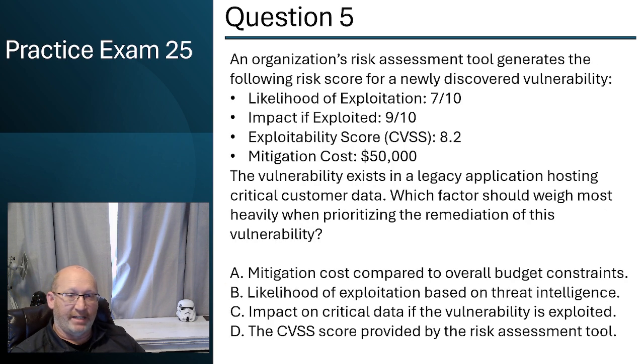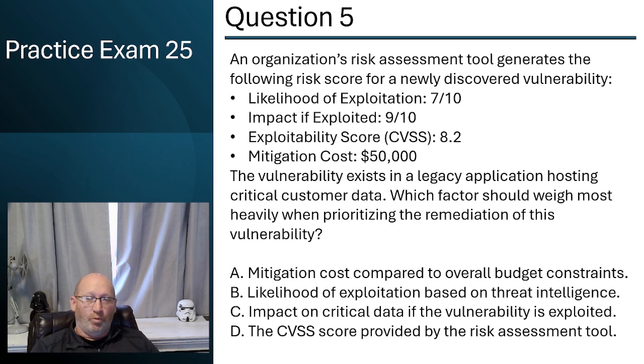All right, question 5, last question for the night. An organization's risk assessment tool generates the following risk score for a newly discovered vulnerability. We see a likelihood of exploitation, 7 out of 10. Impact, 9 out of 10. Exploitability score on the CVSS is 8.2 with a mitigation cost of $50,000. The vulnerability exists in a legacy application hosting critical customer data. Which factor should weigh most heavily when prioritizing remediation of this vulnerability?